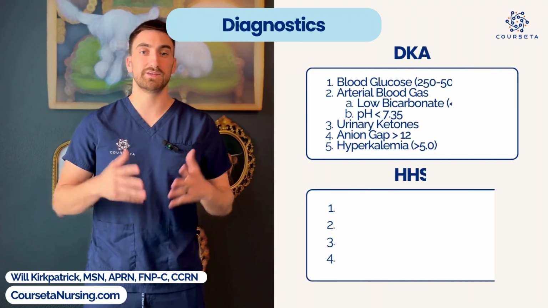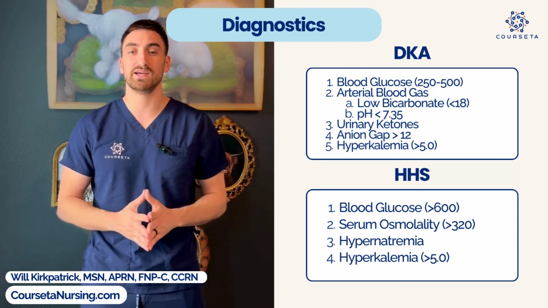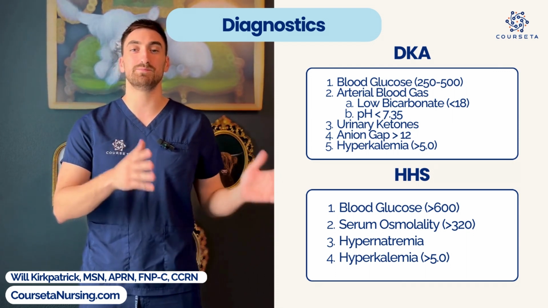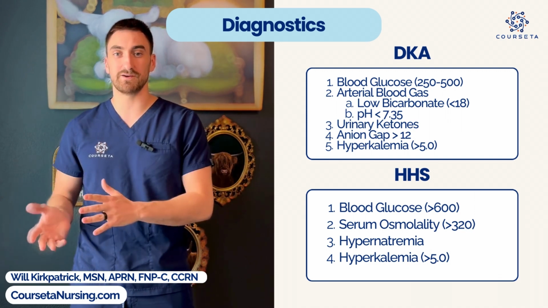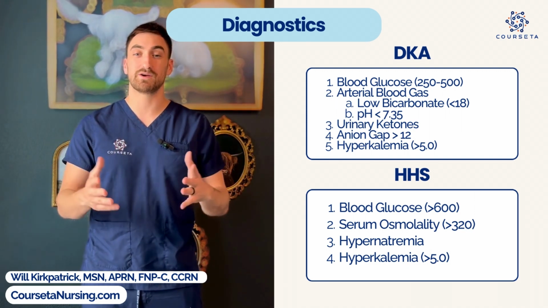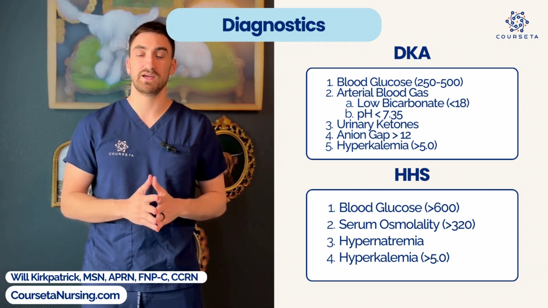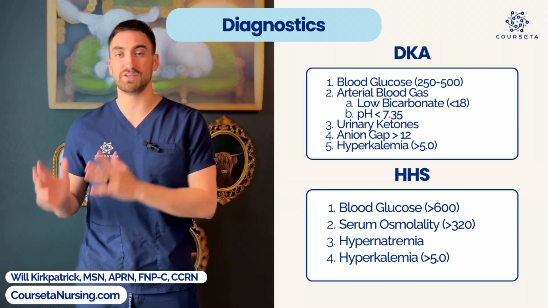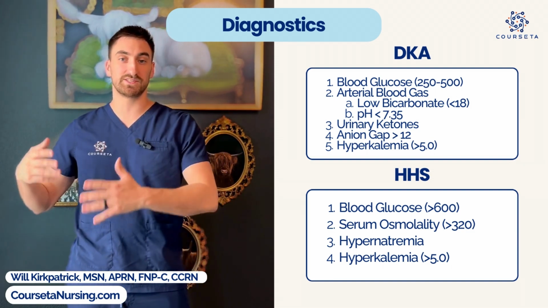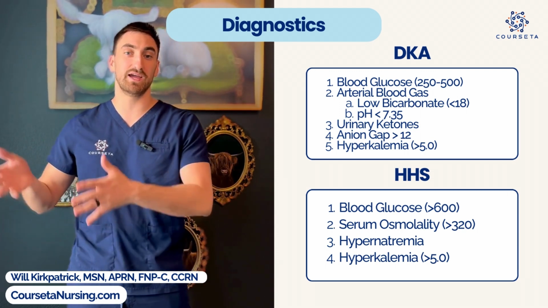All right, now starting with the diagnostics of HHS. So once again, guys, that number 1 trait is a profound, keyword, profound hyperglycemia, which is above 600 milligrams per deciliter. That's one of your biggest diagnostics. And then the other one, it's in the name, hyperosmolar, is your osmolality. So your serum osmolality in the blood, it's typically above 320. And then it wouldn't be abnormal to see hypernatremia and hyperkalemia once again at first until you start administering insulin, where you could have a hypokalemia.